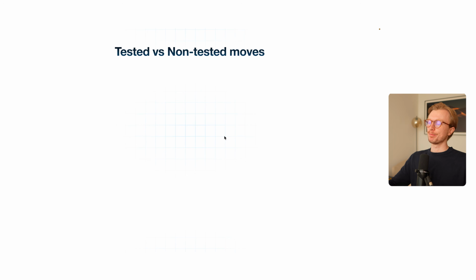So if we move on right here, then tested versus non-tested moves. Again, we have this move higher right here. Okay, that's all we have, right? So there's no real evidence-based decision making.